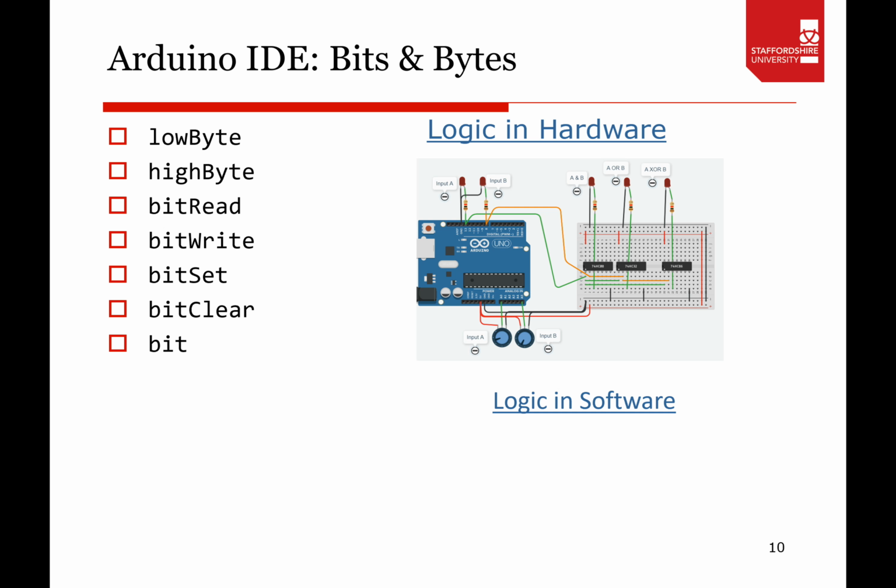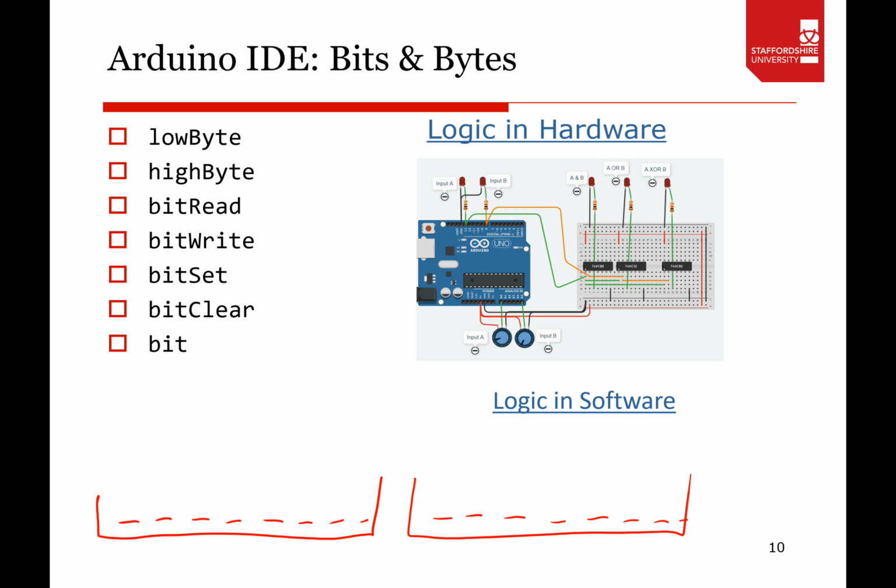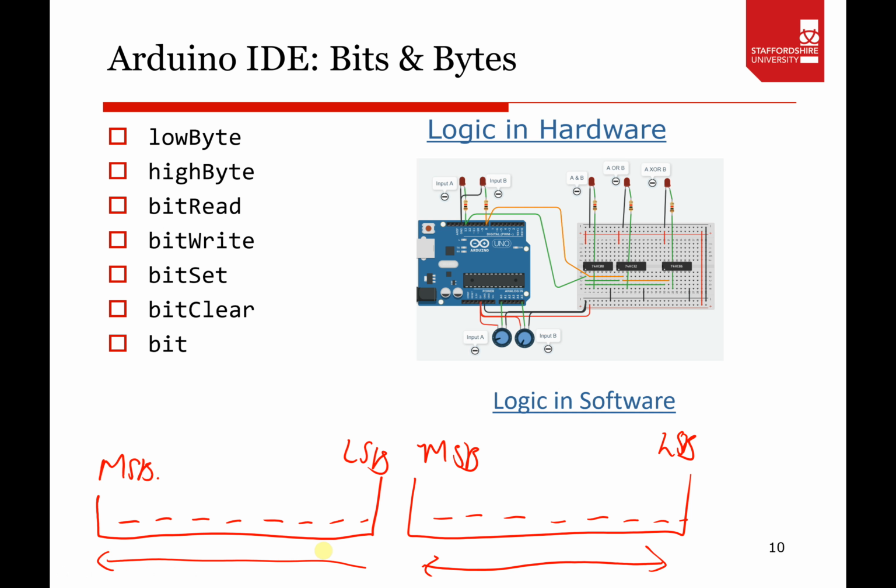So here we have Arduino bits and bytes. If we've got a byte of data, like I had in the previous slide, 1, 2, 3, 4, 5, 6, 7, 8, here we have the least significant bit and the most significant bit. So obviously the low byte is this one and the high byte is this one.